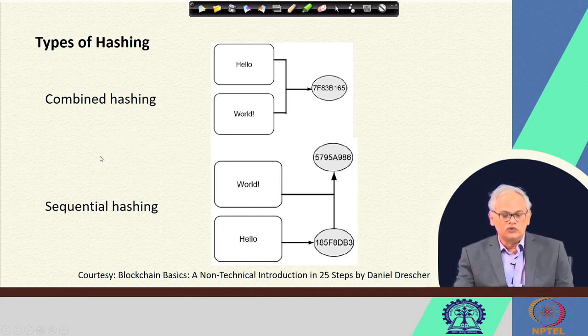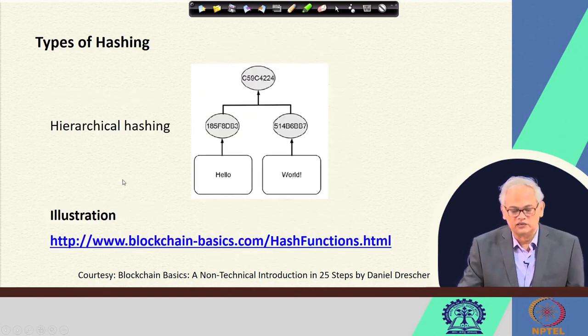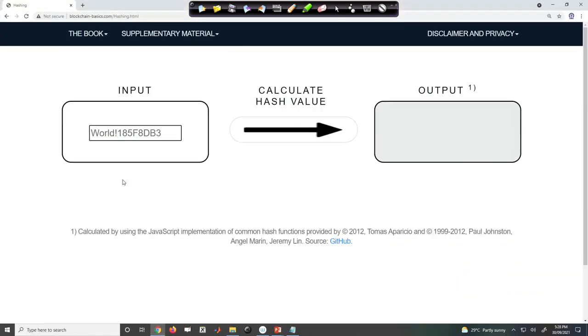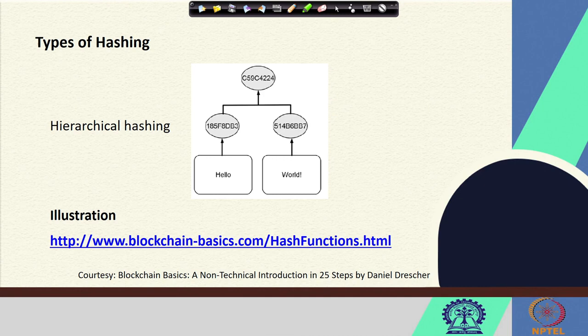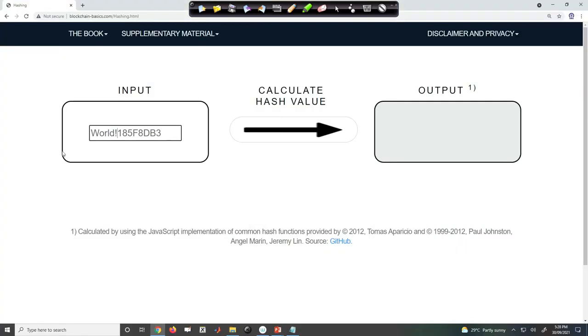And then finally, we take a look at hierarchical hashing. Here we first hash hello and get an output, and then we hash world exclamation independently. Then we get back to these two hashes and apply the hashing on that. So, let us try to do that. First we have hello, and we get this as the output.